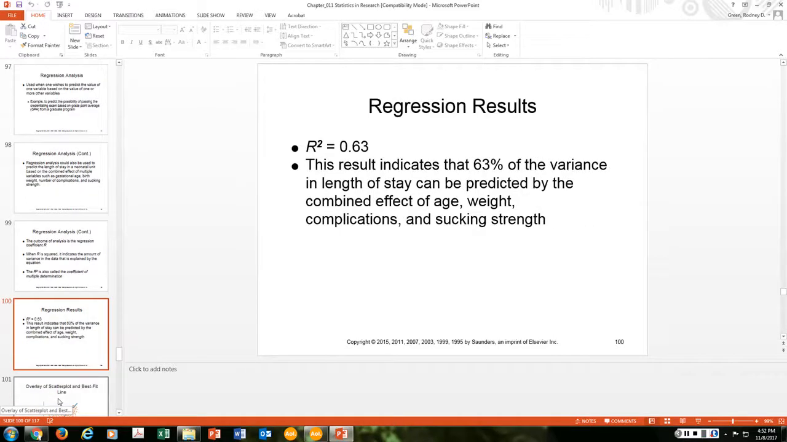Here are some regression results. R squared is equal to 0.63, indicating 63% of the variance in length of stay can be predicted by the combined effect of age, weight, complications, and sucking strength of an infant in a neonatal unit.